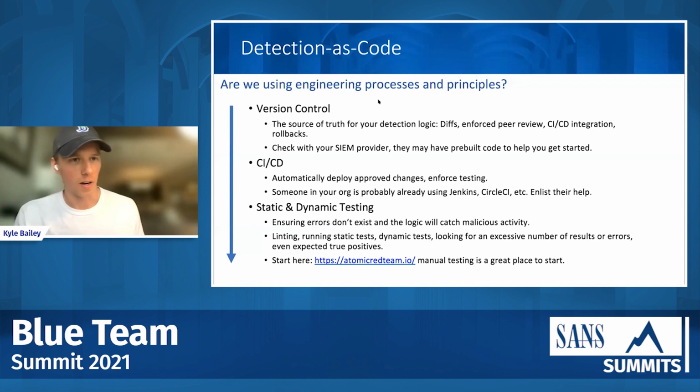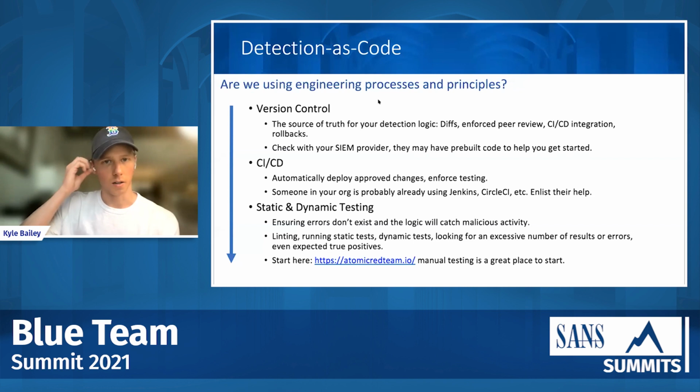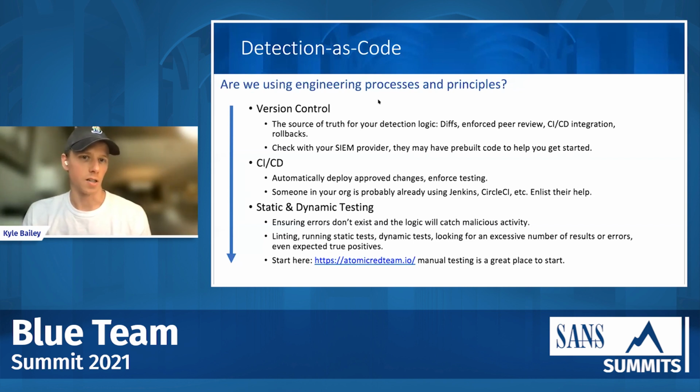So version control, I think this is probably one of the most important, but I don't want to coin anything here. Version control really unlocks these other two components. Having your detection logic and your source of truth for it in a place like Bitbucket or Git can be really powerful. There are a lot of functions that come with how those tools work that are really effective for the detection engineering team.